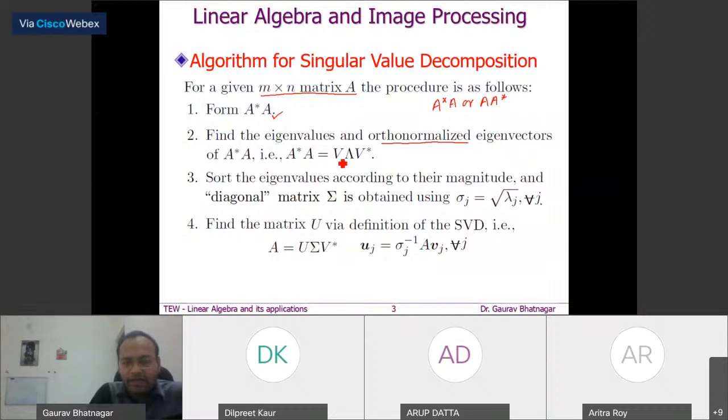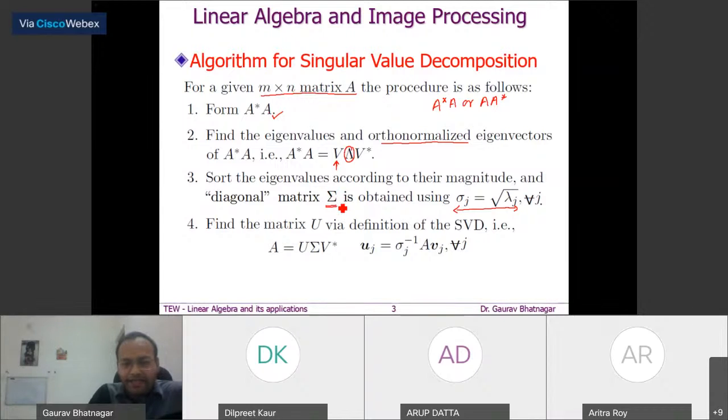So let's say the matrix of the eigenvalues is given by this particular matrix gamma, and the eigenvectors are going to be given by this V. So when you find the eigenvalues and eigenvectors, this is nothing but the eigen decomposition of the matrix A star A. After that, you have to sort the eigenvalues according to their magnitude, and then you have to construct the diagonal matrix sigma, which is going to be the matrix of the singular values, by using the relationship which we saw at the very last moment of the last lecture, which says that sigma i, the singular value, is nothing but the square root of the eigenvalues of A star A. So using this relation, we are going to find sigma.